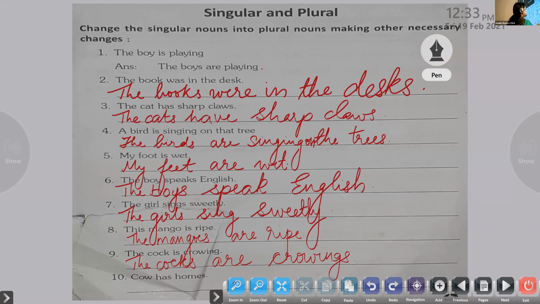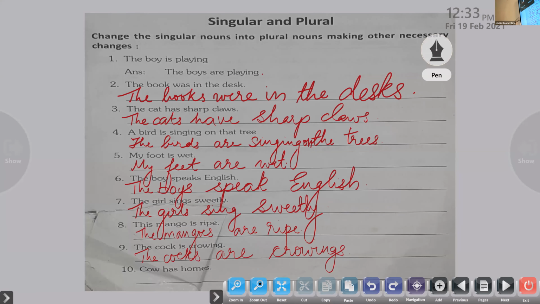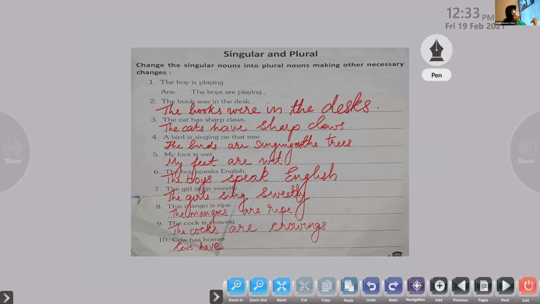So the sentence completely changes, children. Please make note of it. Please do write it properly. Cow. So we write there cows. Instead of has, the plural form for has is have. Okay, it is have. Have horns, not homes, it is horns. Please do change that into horns. Cows have horns. Okay, so we have completed with it.